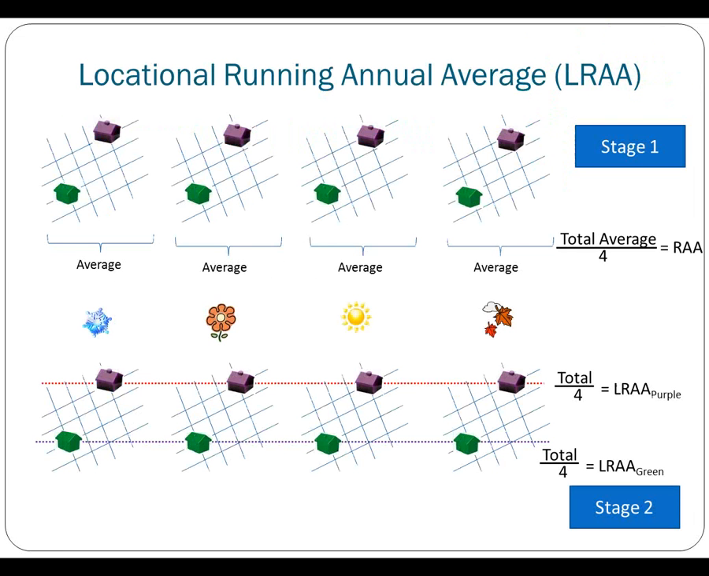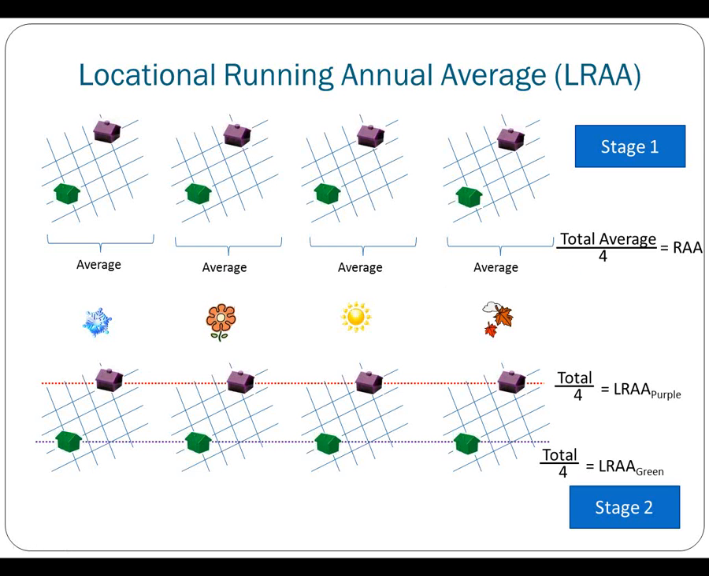This slide shows a graphical representation of the difference between stage 1 and stage 2, where under stage 1, if a system is collecting 2 quarterly samples, it can average those quarterly samples each quarter, sum all of those results, divide by 4, and that is the system-wide running annual average. If, say, the purple house had high TTHM results and the greenhouse had low TTHM results, it would be a way for the system to average those out and comply with the maximum contaminant level for TTHM.